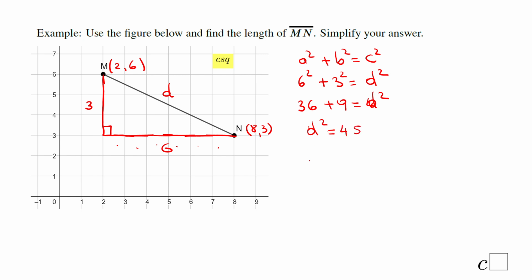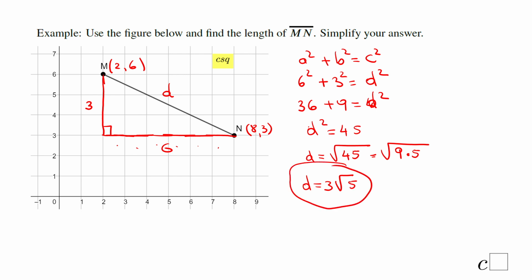I want to find d, the length of segment MN in this case. That will be the square root of 45, which is the exact value, a good value. However, you may want to simplify. Remember, the square root of 45 means the square root of 9 times 5, and we can take the square root of 9 and we get 3. 3 square root of 5 is the exact length of this segment, and we simplify the answer. If you need to evaluate, obviously you grab a calculator and do it with a calculator.